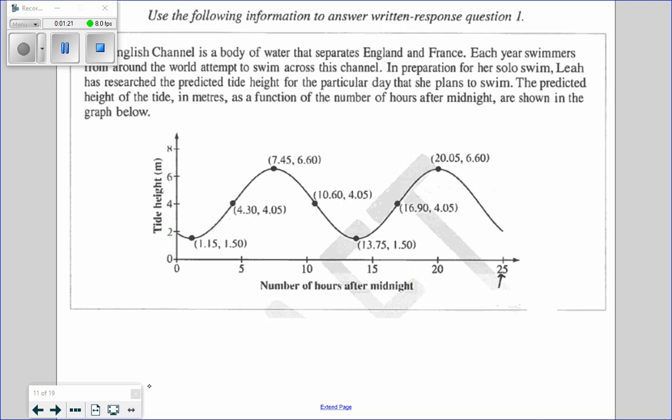Okay, so right here, hours after midnight, what that means is that 0 means midnight. 5 hours after midnight means 5 a.m. 10 hours after midnight means 10 a.m. 15 hours after midnight means 3 p.m. Okay, so that's just reading the hours after midnight. Now I don't know if you need to know that for this.